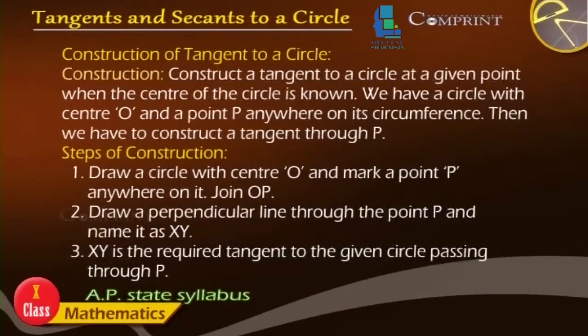Construction of tangent to a circle. Construction: construct a tangent to a circle at a given point when the center of the circle is known. We have a circle with center O and a point P anywhere on its circumference. Then we have to construct a tangent through P.